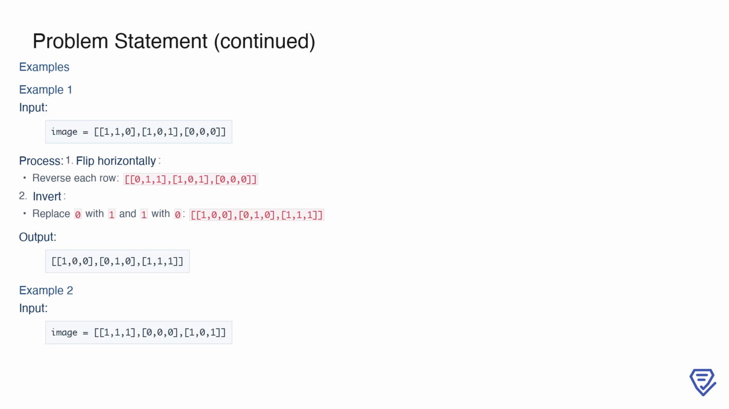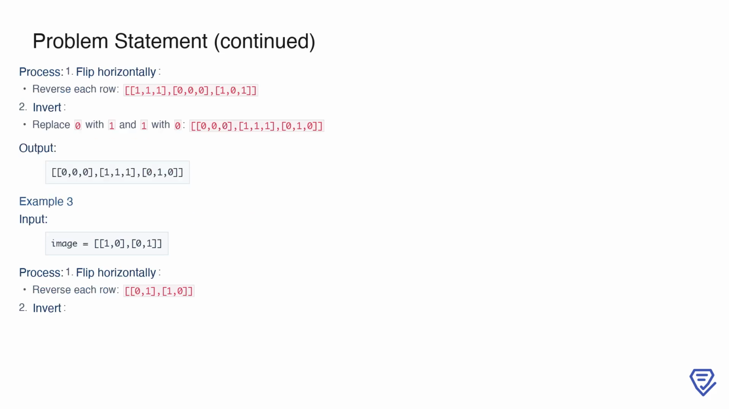Suppose the input matrix is 1 1 0, 1 0 1, 0 0 0. The first step is to flip each row horizontally, which involves reversing the elements in each row. After this step, the matrix becomes 0 1 1, 1 0 1, 0 0 0. Next, we perform the inversion, where each 0 is replaced with 1 and each 1 is replaced with 0. Applying this transformation, the final matrix becomes 1 0 0, 0 1 0, 1 1 1. This is our output for the first example.